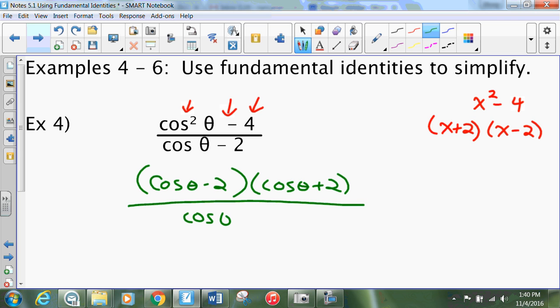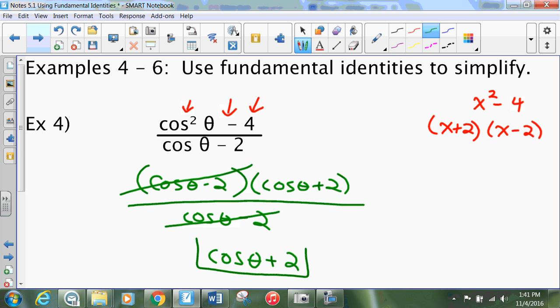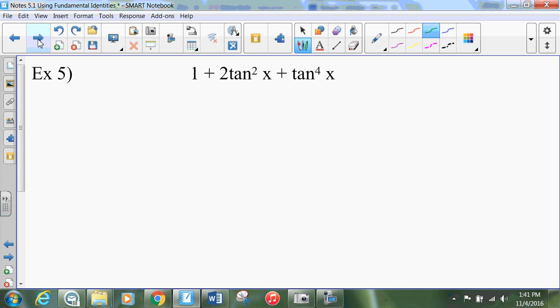And we get a payoff right away because we can cancel out this whole cosine theta minus 2 with the cosine theta minus 2, and we end up with cosine theta plus 2. There's nothing to check with it on the right side. We just have to ask ourselves, can we simplify this any further? And the answer is no, we can't. This is our most simplified form. So these simplifying ones, the more we do of them, it's going to help us to become experts at verifications. So who doesn't want to be an expert at verifications?